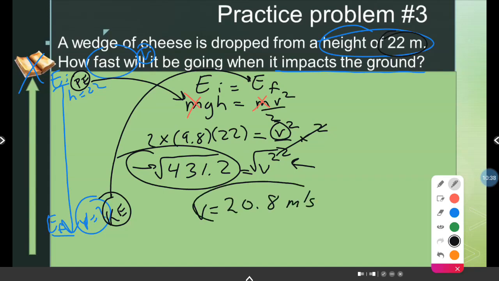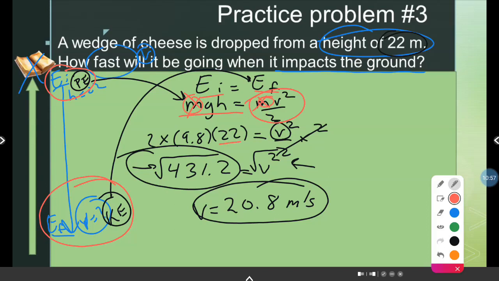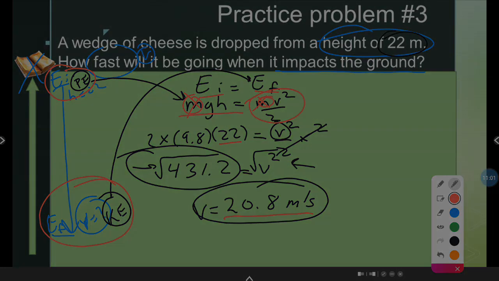per second. All right, so to recap, we decided that the top was potential energy, so we plugged in mgh. We decided that the bottom was kinetic energy, so we plugged in mv squared over 2 for EF, initial and final. We got rid of the masses, plugged in our height, solve it with algebra, and we get 20.8 meters per second.